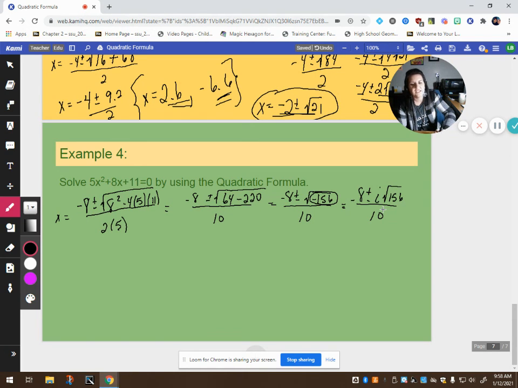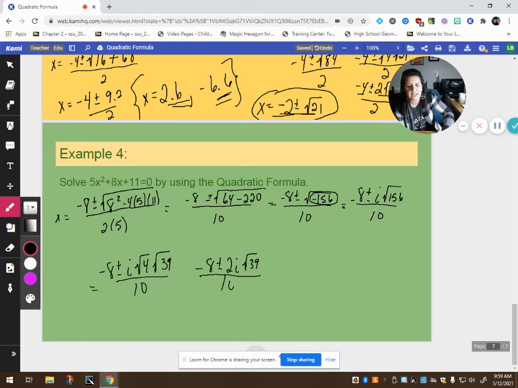Okay, so 156, well, I think that's divisible by 4. Let's check it out. 156 divided by 4 is 39. I know that 39 is not divisible by any other perfect squares, so I'm going to rewrite this as negative 8 plus or minus i square root of 4 times the square root of 39. It's just rewriting the square root of 156, right? 4 times 39 is 156, divided by 10. Okay, square root of 4 is 2. So I've got negative 8 plus or minus 2i square root of 39 divided by 10.